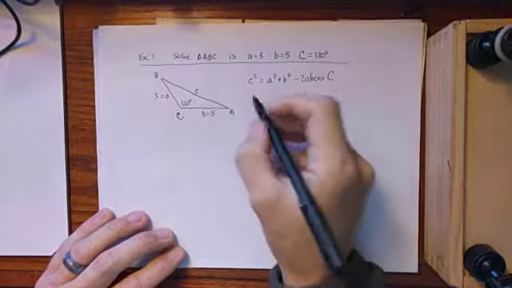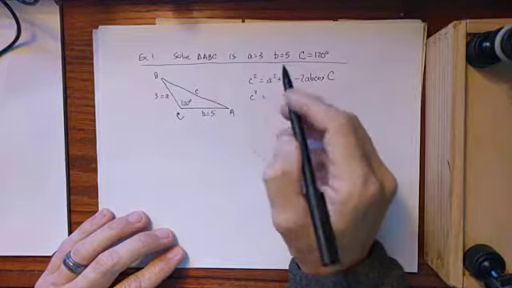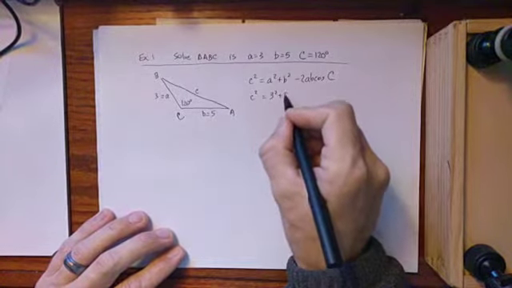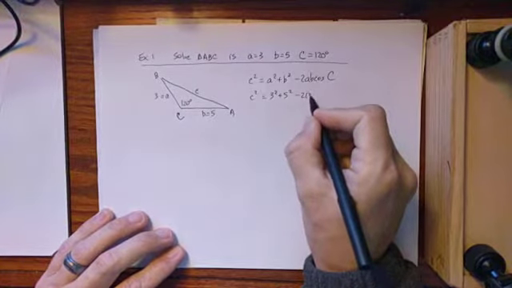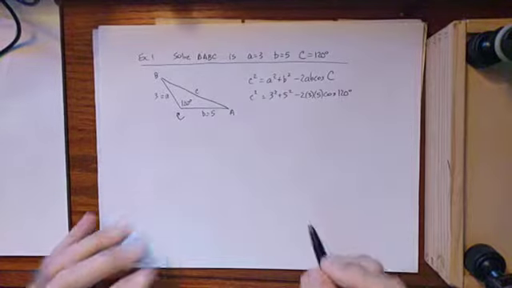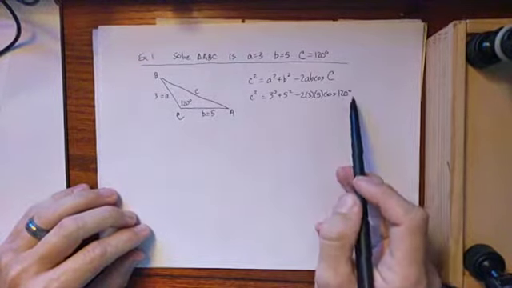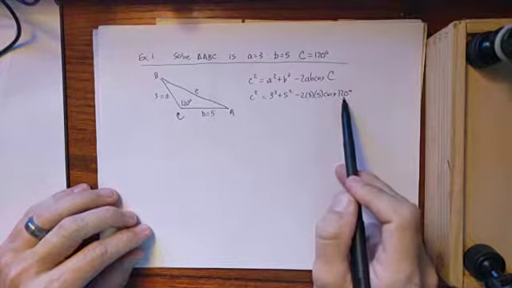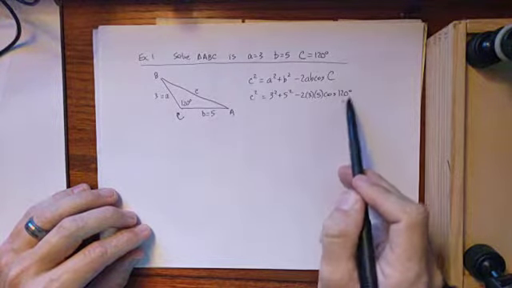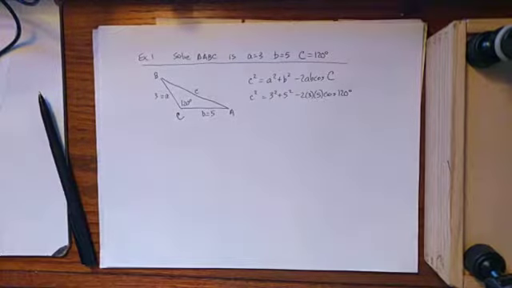So let's plug in what we know. We don't know C, but we're going to find out in a few seconds even. So 3 squared plus 5 squared minus 2 times 3 times 5 times the cosine of 120 degrees. Now, like I did in last week's video, you could type all this out in your calculator. Just make sure that your calculator is in degree mode. Okay, so I'm going to do that off screen real quick.